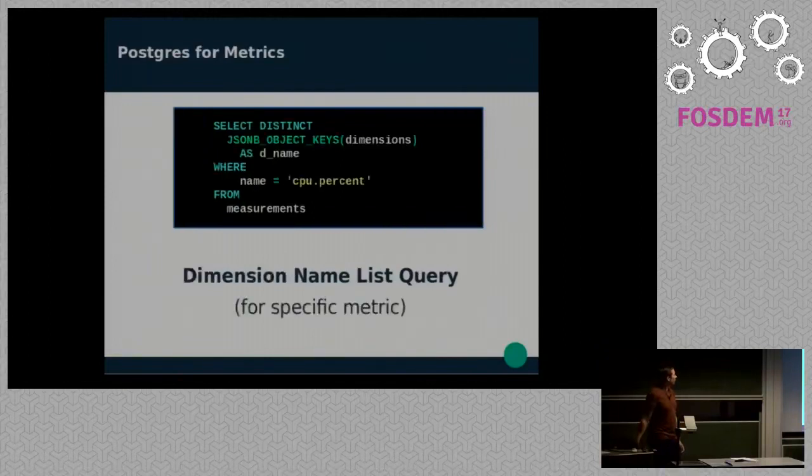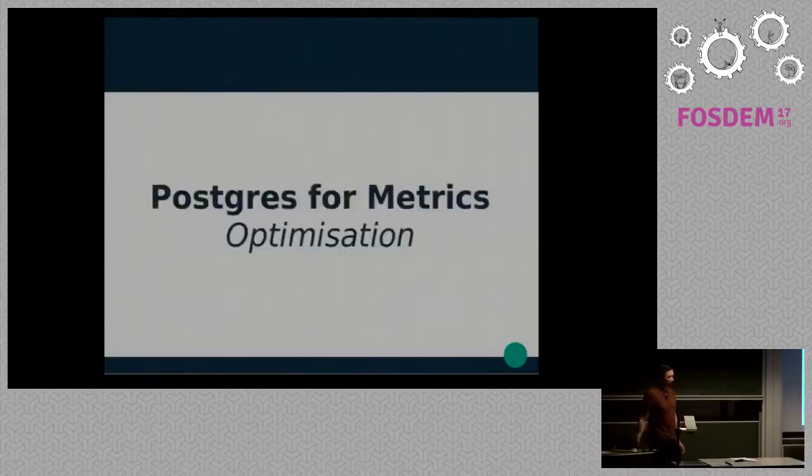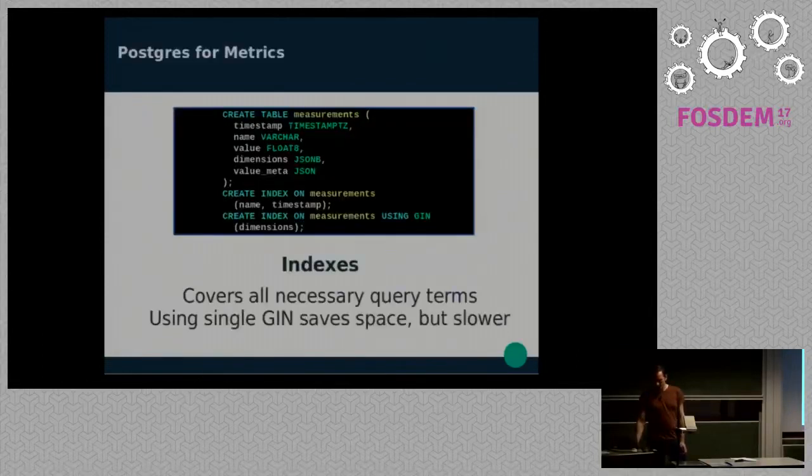The dimension name is a bit more interesting. Postgres has a nice function to get all of the keys out of a blob of JSON for you. And likewise, if you want all the values, then you can just dig into the JSON and pick out the dimensions. So, fairly straightforward so far. Not very complicated SQL. It's not going to be very fast though if we store it like that. So we do need to optimize it a little bit.